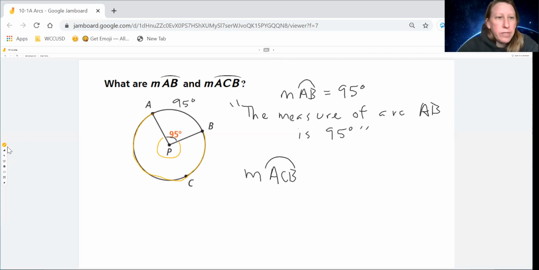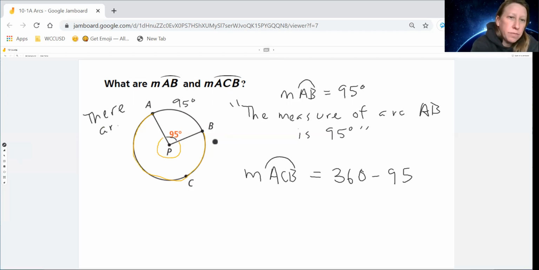Yeah. You need to know that inside a circle is how many all the way around? 360. So if I want to find the measure of the major arc, and I know the measure of the minor arc, I'm just going to do 360 minus 95. Why? There are 360 degrees in a circle. So if I have part of it, I can find the major part of it by subtracting. So the math, if you do this math problem, you get 265.